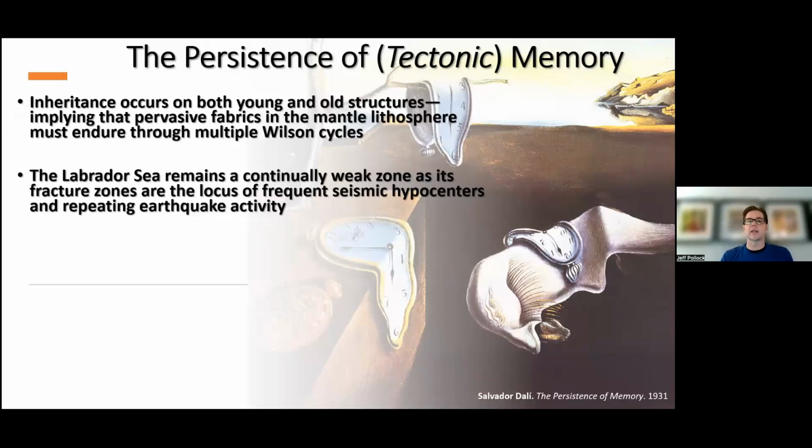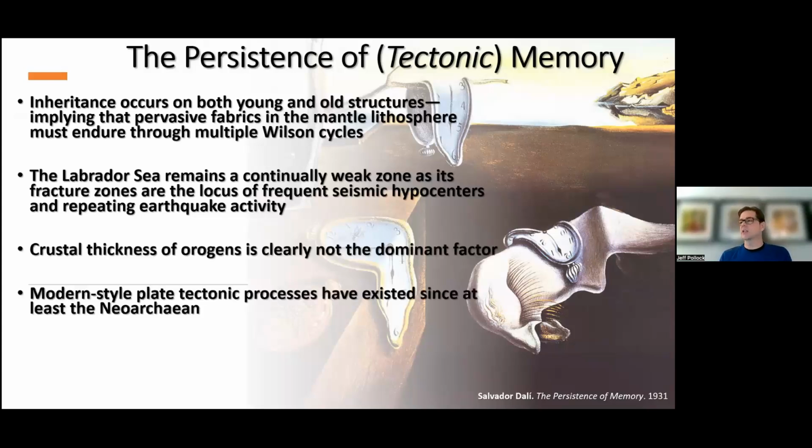And even when we look at today, the Labrador Sea continues to be a weak zone. It has earthquakes that continue to this day. The thickness of the crust is clearly not a factor in how we rift, because the crustal thickness varies underneath the Archean cratons out to the modern Atlantic margin at the Grand Banks.